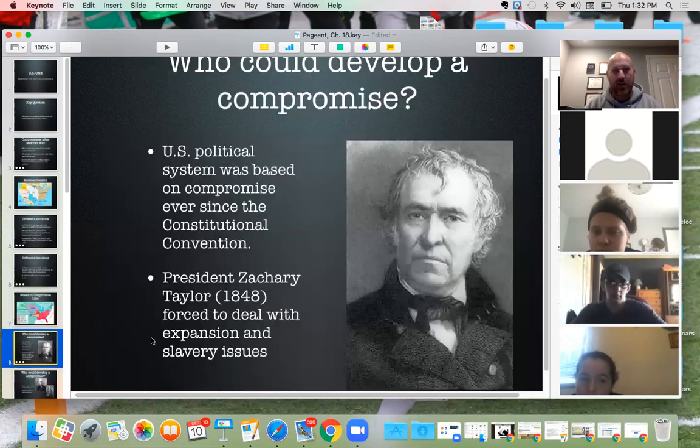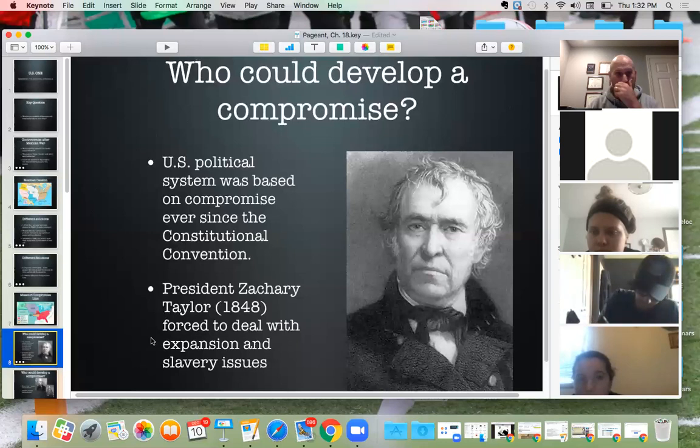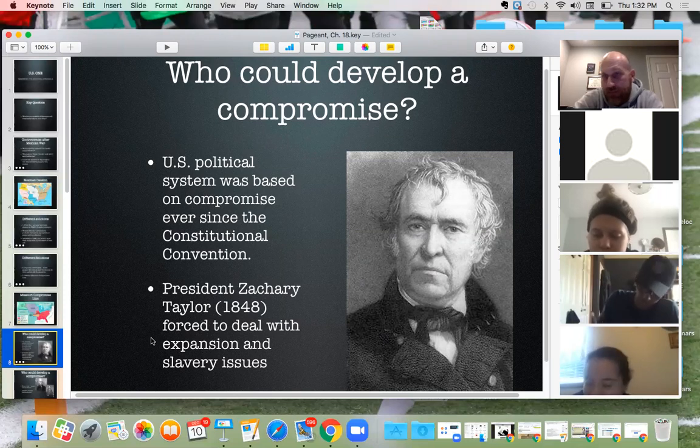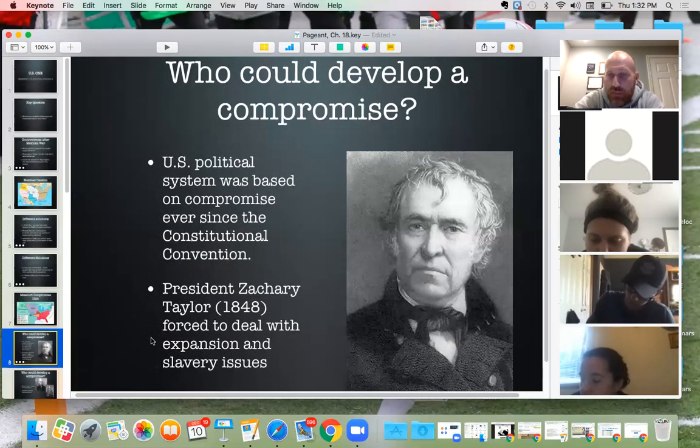Okay. So who could develop a compromise is the question on my next slide. Now, I think it's important to note that the U.S. political system has been based on compromise ever since the Constitutional Convention, right? Think the Great Compromise, the Three-Fifths Compromise, which is a little more dubious, of course. But our nation has been based on compromise. And maybe that's one thing that's frustrating about our current time period, is we seem to be so extreme right now. There's not a lot of compromising going on. But historically speaking, it's been a nation of compromises, right?